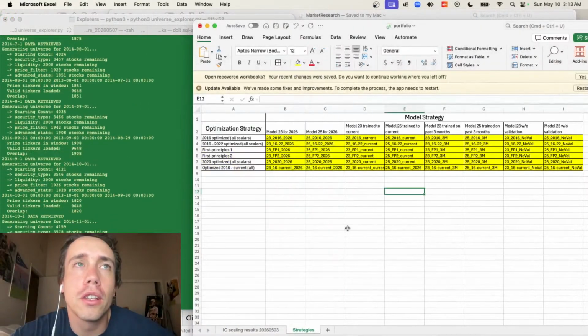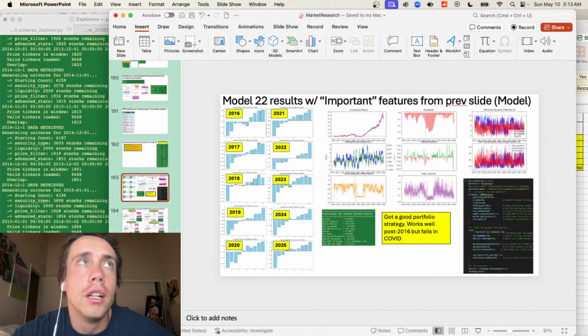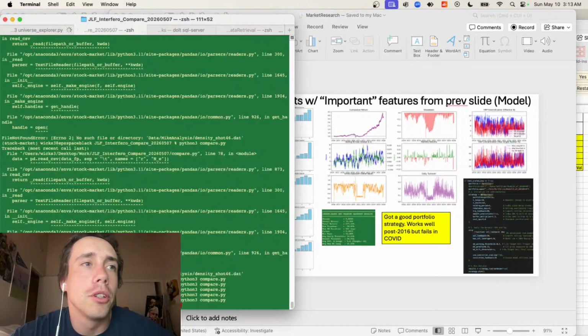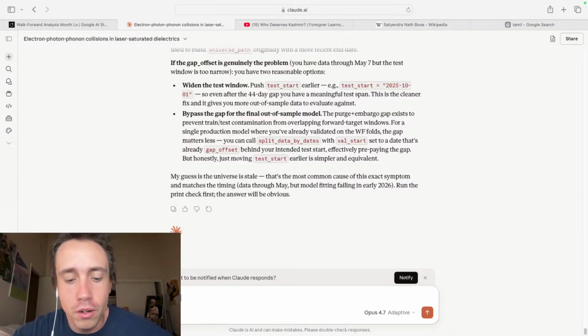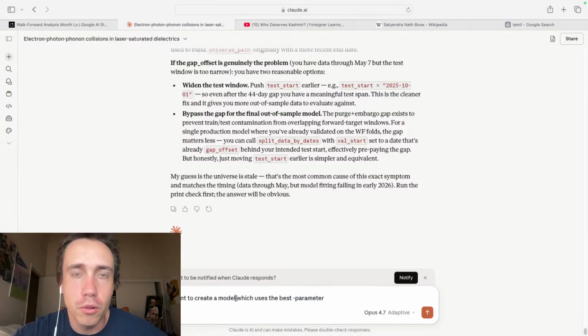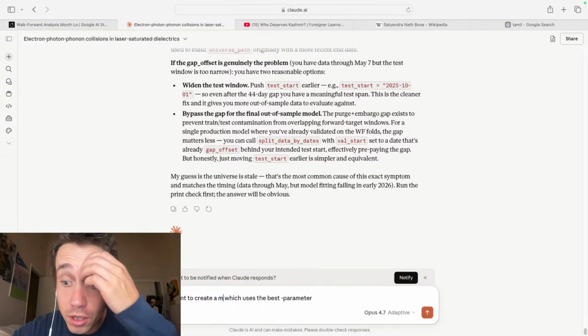Okay, so now I have to get the universe. This is kind of boring. So let's see if I can get... I want to create a model which uses the best parameters, not model, portfolio strategy.